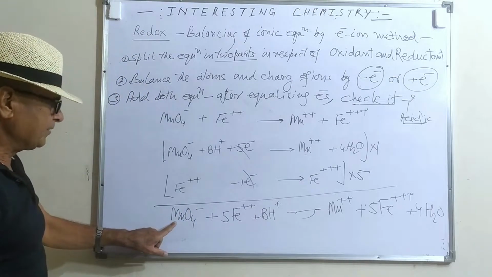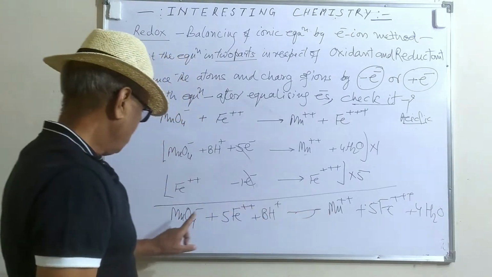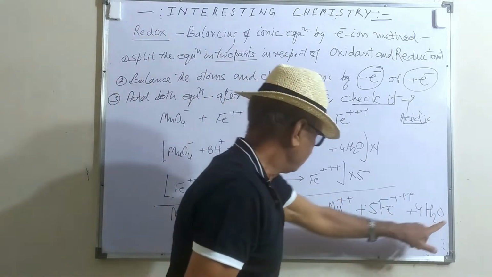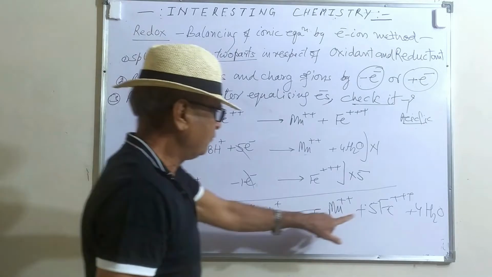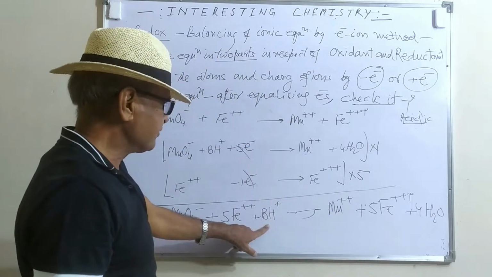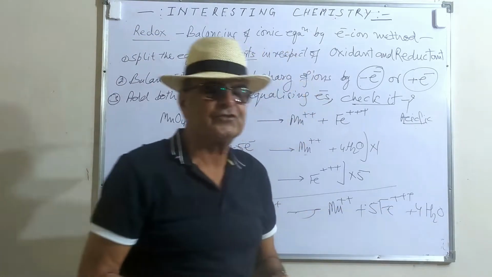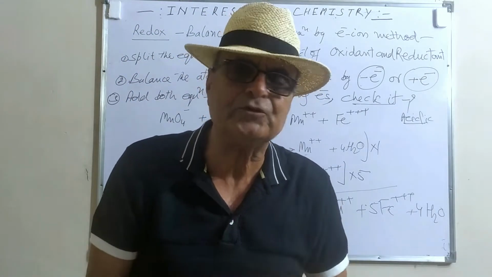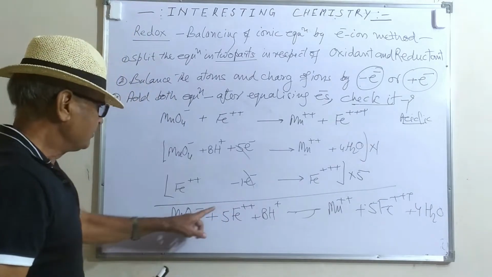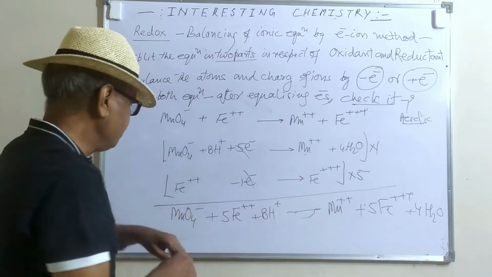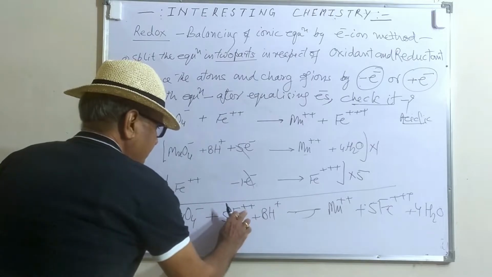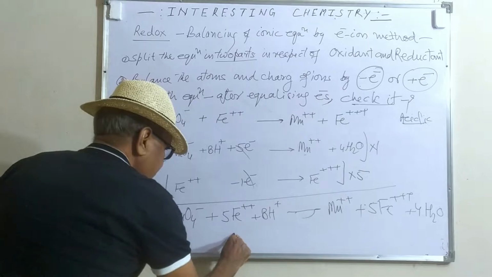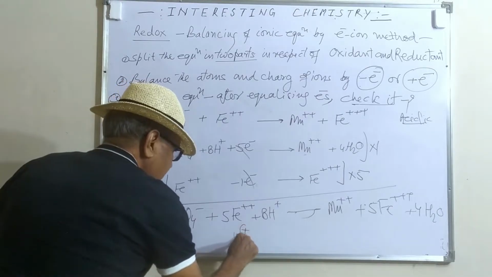So here Mn 1, O4, then 5Fe, 8H, 4 into 2, 8H. Atoms are equalized, then come to the charge. This is 5 into 3, 15 positive. 5 into 2, 10, plus 8, 18 positive, minus 1, 17 positive.